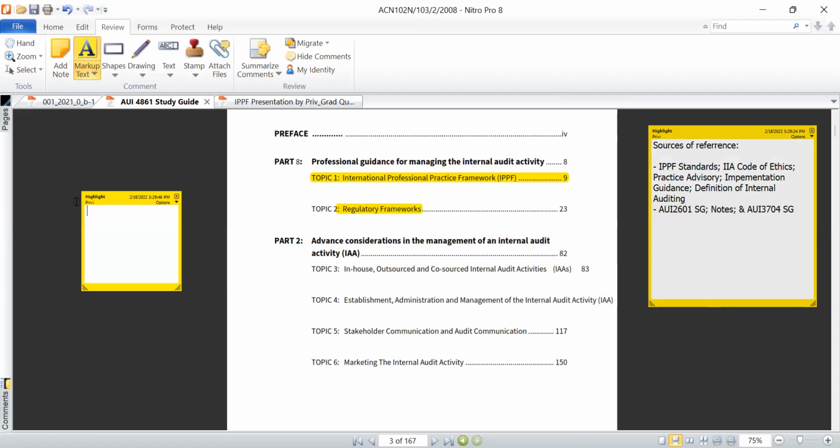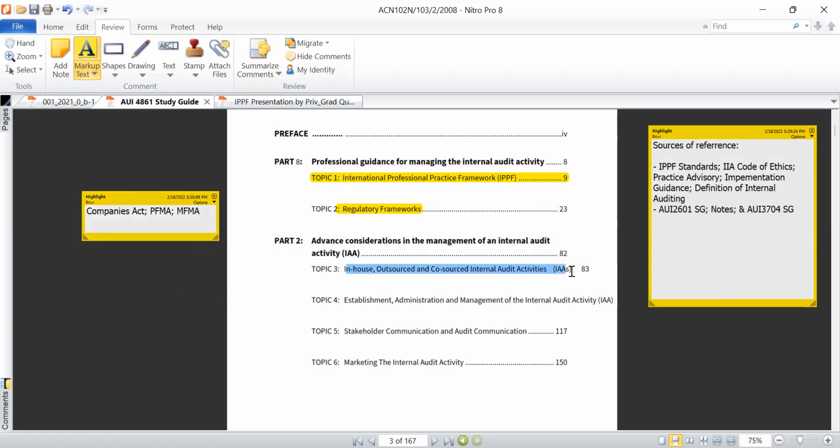And then topic number 2 deals with the regulatory framework. I'm not going to speak much about the rest of the other topics as yet, but all I'll simply say is that you need to be familiar with the Companies Act, the PFMA, the MFMA. That's all I would say for now, especially with regards to topic 2.